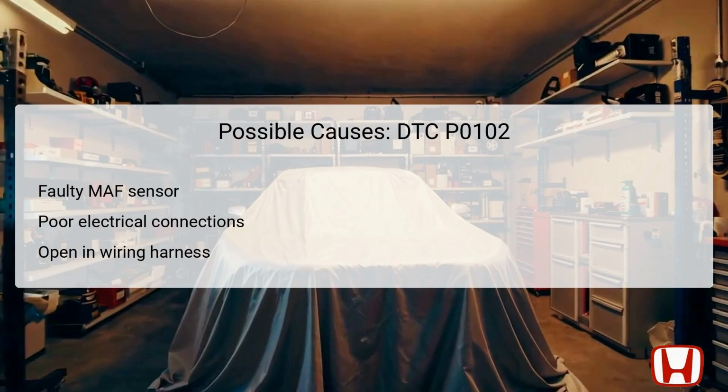Another possible cause could be an open circuit in the wiring harness between the PGM-FI (programmed fuel injection) main relay and the MAF/IAT sensor. Properly identifying the root cause is crucial for effective repairs.